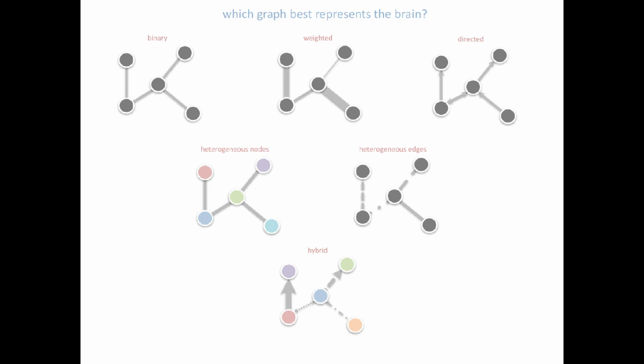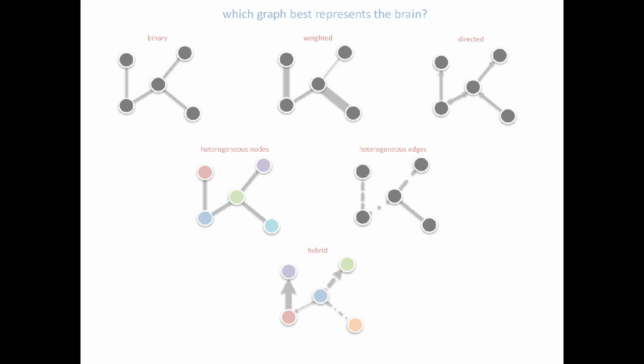Given all these different types of graphs, what type of graph best represents the brain? Well, we could start with the simplest thing, a binary graph. There's nodes connected by edges. This is what a lot of people have done historically. But as we know, different brain regions are connected with different levels of strength. Tract tracing tells us over 5 orders of magnitude, so we'd want to incorporate that information in some way, so we could use a weighted graph. I also mentioned that each connection has a source and a target, so the network should be directed.